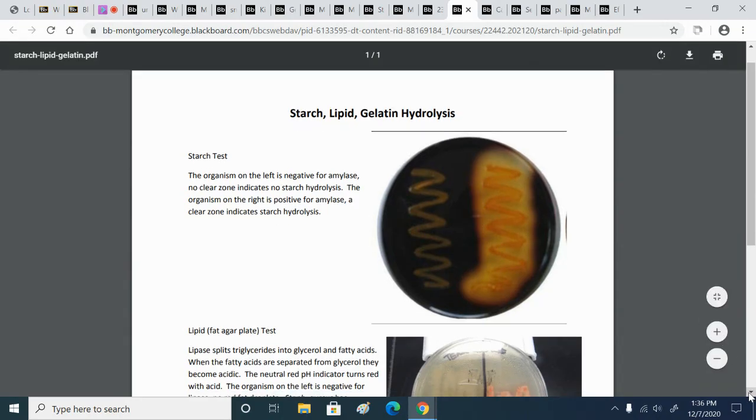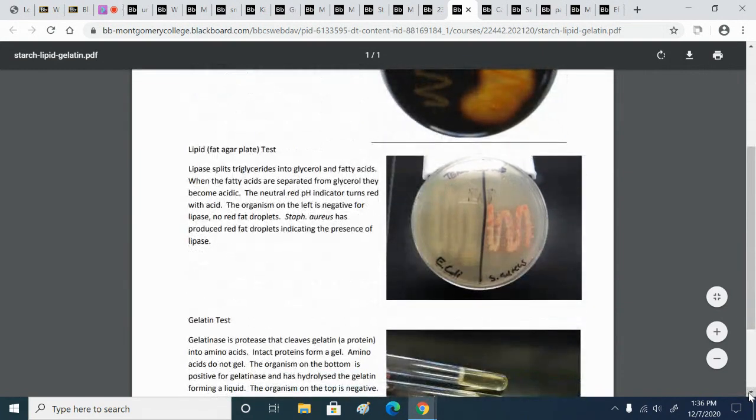For lipid hydrolysis, the enzyme is lipase. And so our source of fat or lipid is going to be vegetable oil. And so vegetable oil is composed of triglycerides. And triglycerides are made of glycerol and fatty acids. So the lipase enzyme will split the fatty acids off of the glycerol. When you separate those fatty acids, they become acidic. So we can observe a simple pH change.